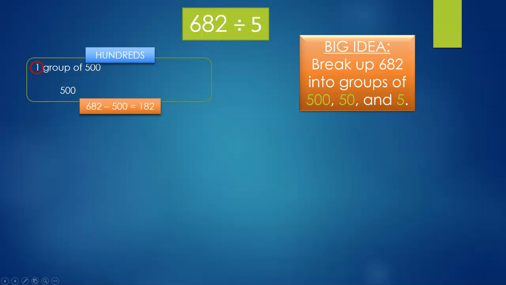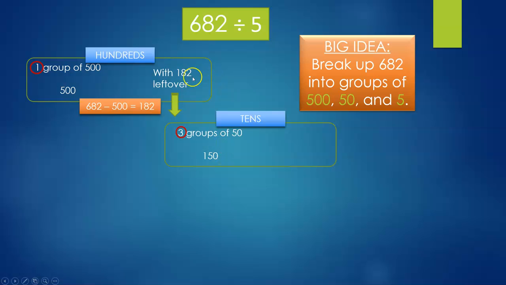You can't do two 500s because that would make 1,000 and it would go over the limit. So we have one group of 500 here. Okay, now that leaves us with 182 leftovers, and that's too small. We cannot fit another 500 into it. So now we need to go to our 50s. How many 50s can we fit into 182?